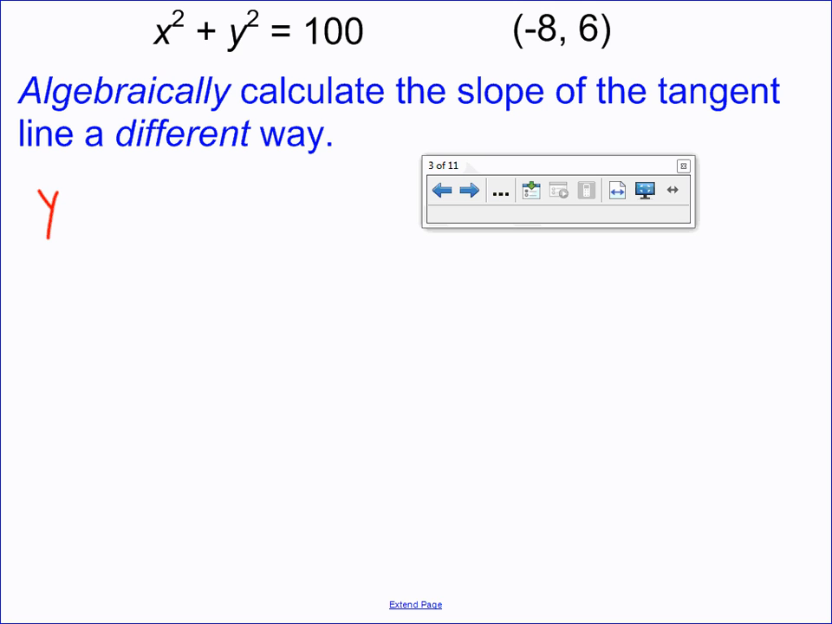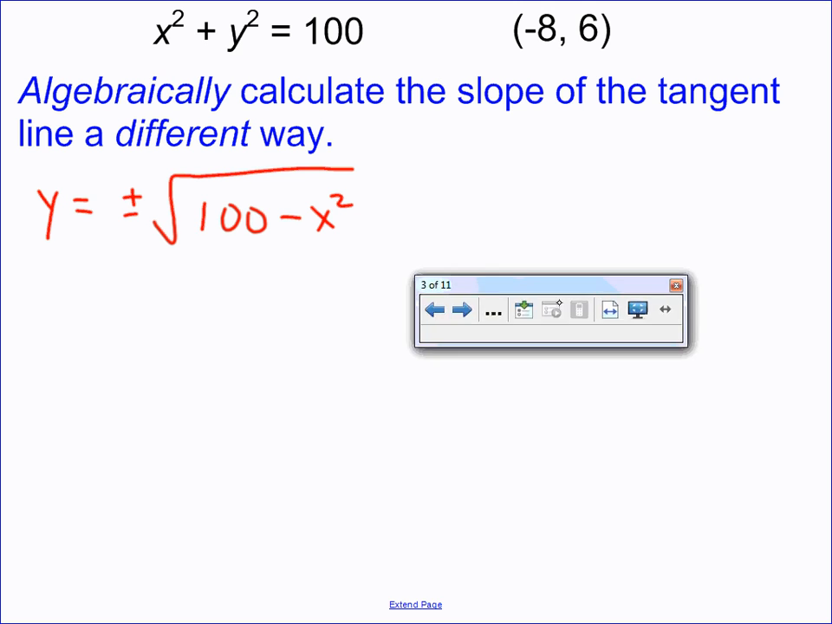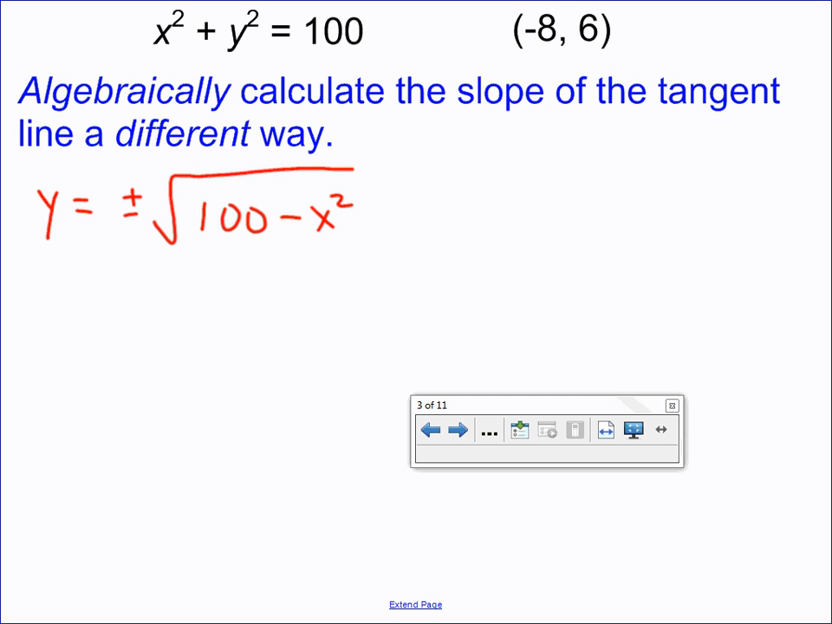I know that y equals the positive and negative square root of 100 minus x squared. If I'm generating the equation of the line tangent to the curve at negative 8 comma 6, which arc of the semicircle will I use? The positive square root or the negative square root? The positive. So we'll differentiate the top half in order to get y prime.